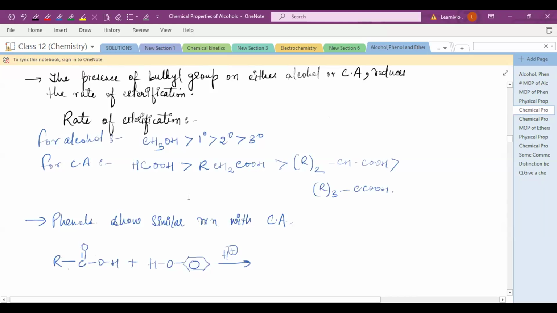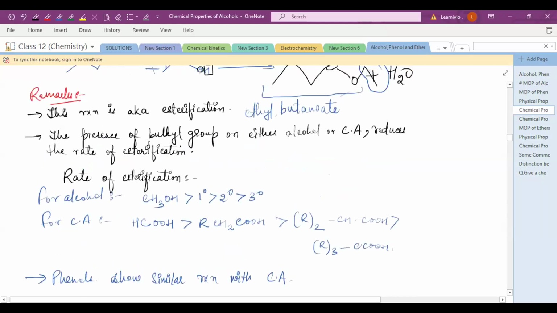Now see, the presence of bulky group on either alcohol or the carboxylic acid reduces the rate of esterification reaction. It means this esterification reaction will be very slow in tertiary than secondary than primary. प्राइमरी में सबसे ज्यादा फास्ट होगा.